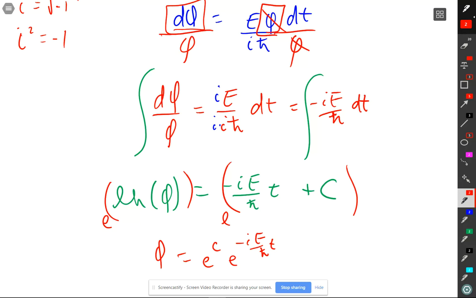E to the C is just a constant, so I could replace e to the C with D or A or whatever I want, because that's just a constant. So I'm going to put phi equals A e to the minus iE over h bar t. So that's my equation. And what is A?